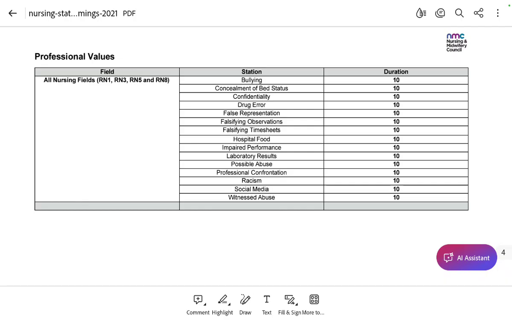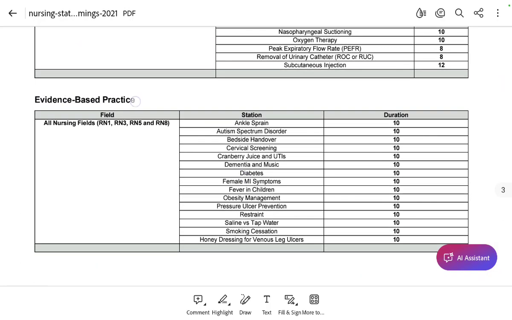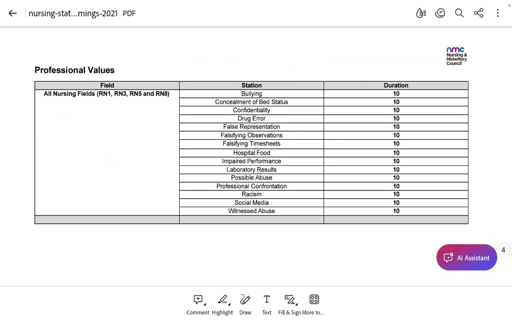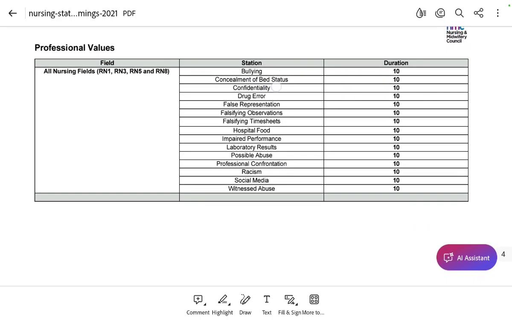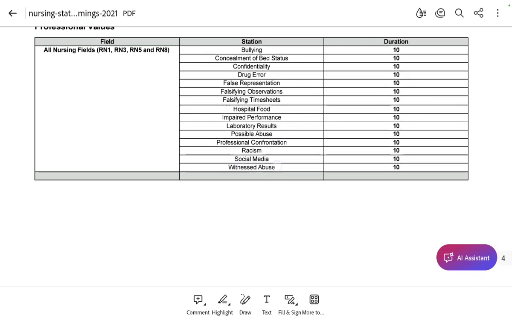It will be one of 15. Same, you will have 15 evidence-based practice stations, but you will undergo only one of these. Same goes for the professional values. You will go only for one station. It will be either bullying, concealment of bed status, confidentiality, drug error, false representation, falsifying observations, falsifying timesheets, hospital food, impaired performance, until witnessed abuse.